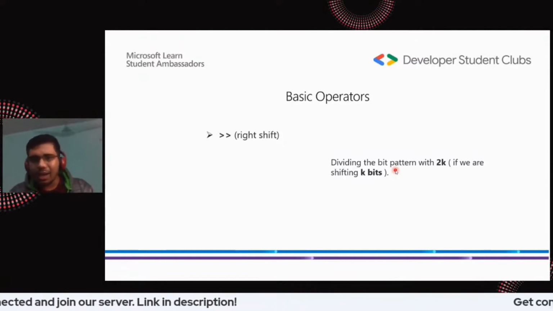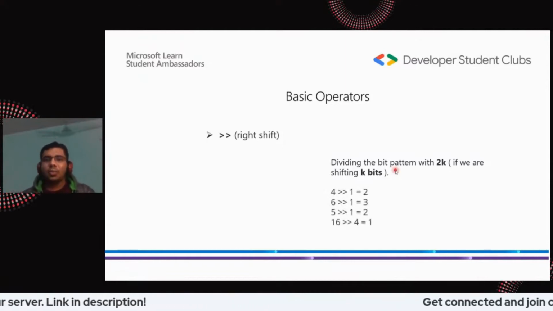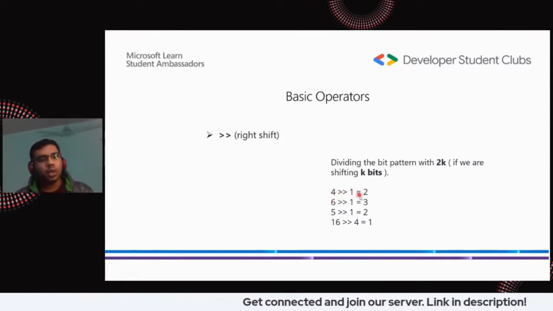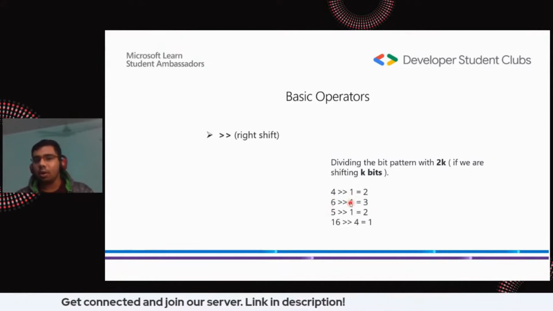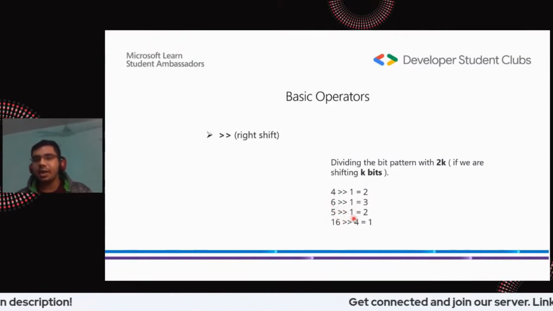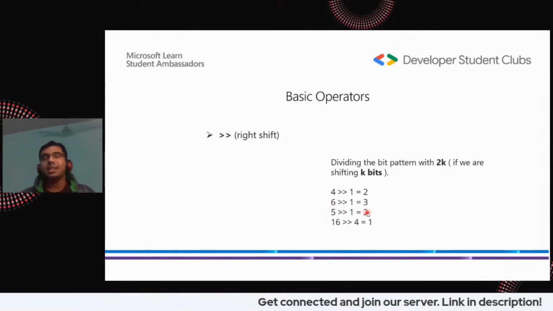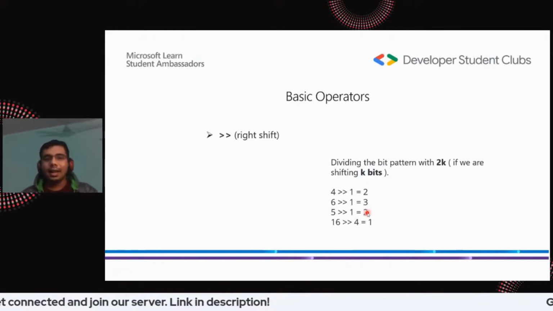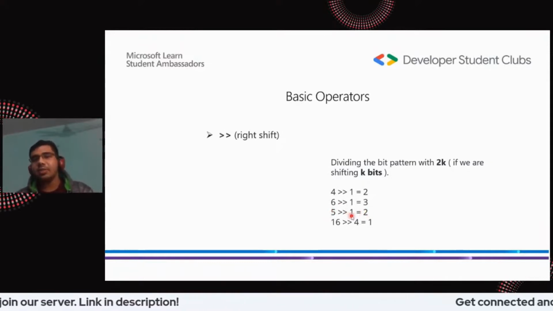Let's look at some other examples. If you have 4 and we right shift it by 1, that would be 2, right? If you have 6 and you right shift it by 1, that would be 3. Similarly, if you have 5 and you right shift it by 1, that would be 2. Remember, that's not 2.5 because an integer type number cannot store decimals. So right shift of 5 would give you 2.